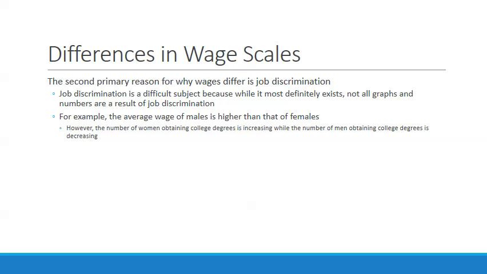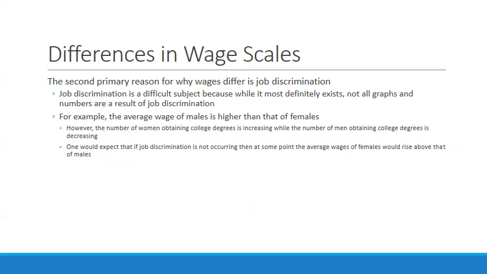So while the average wage of males is increasing, what we're noticing, of course, is that the number of men with the necessary skills are in decline, whereas the number of women with those necessary skills is actually increasing. So one would expect that if job discrimination is not occurring, then at some point the average wage of females would rise above that of males. And so that's what I'm showing you. You look at it and you say, okay, based on the fact that more women are obtaining college degrees and therefore have more necessary skills than do males, you would expect that female wages would be increasing to the point that they're equal and then above that of males.